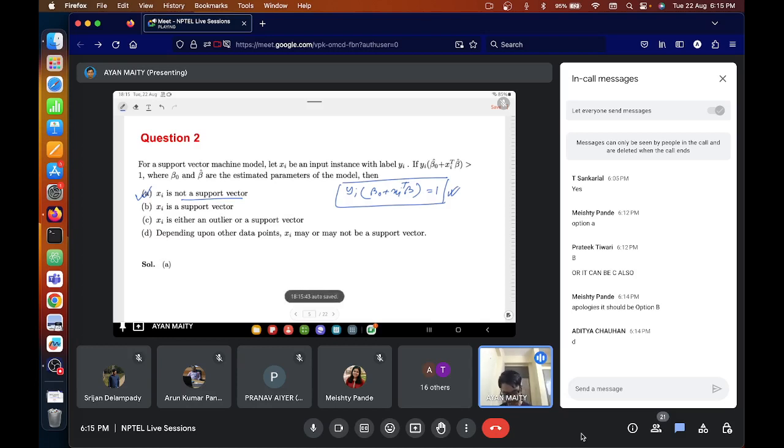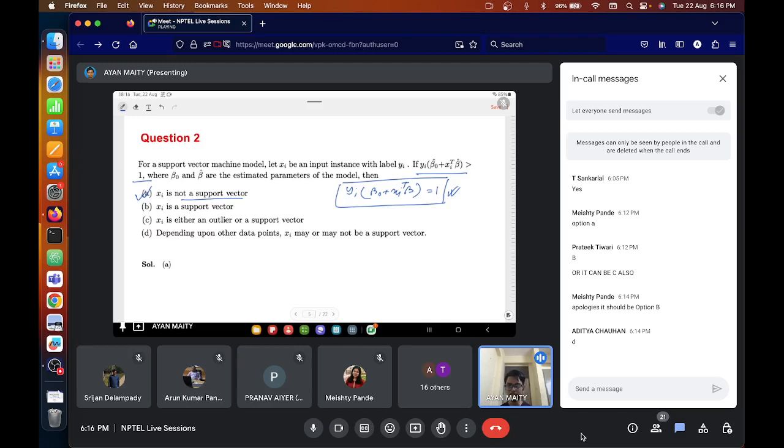This condition is satisfied only for the support vector points, and here the condition given is that yi times (beta 0 plus xi transpose beta) is greater than 1. So obviously it is not a support vector point. So option A is the only correct answer here.